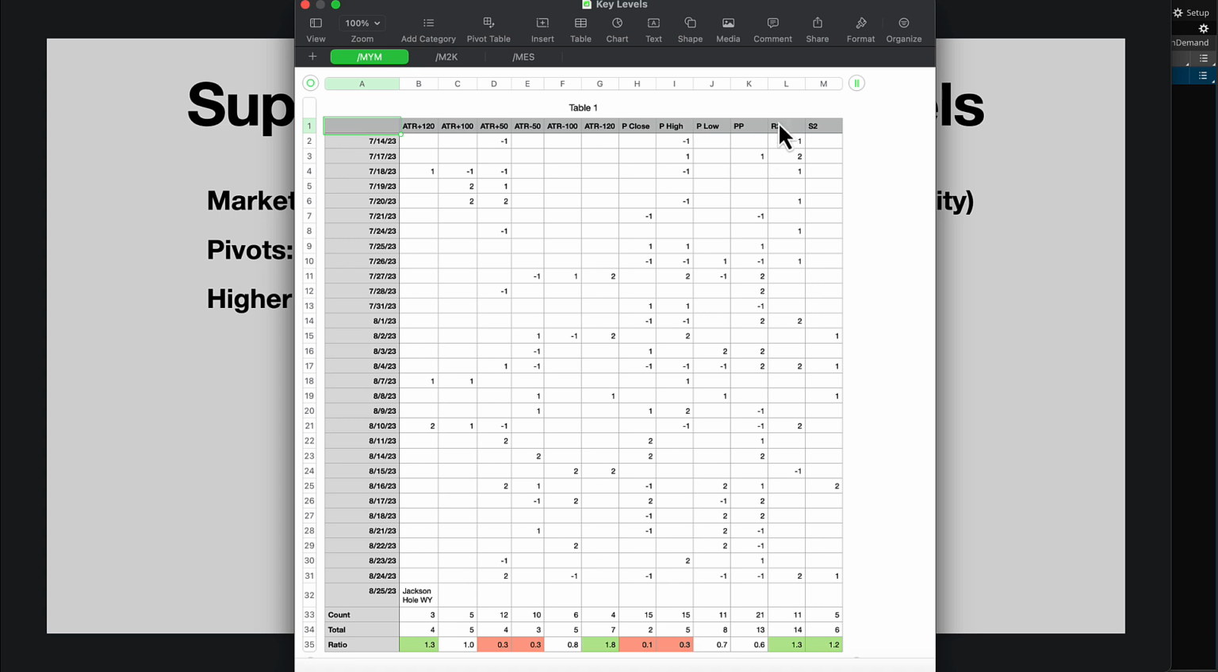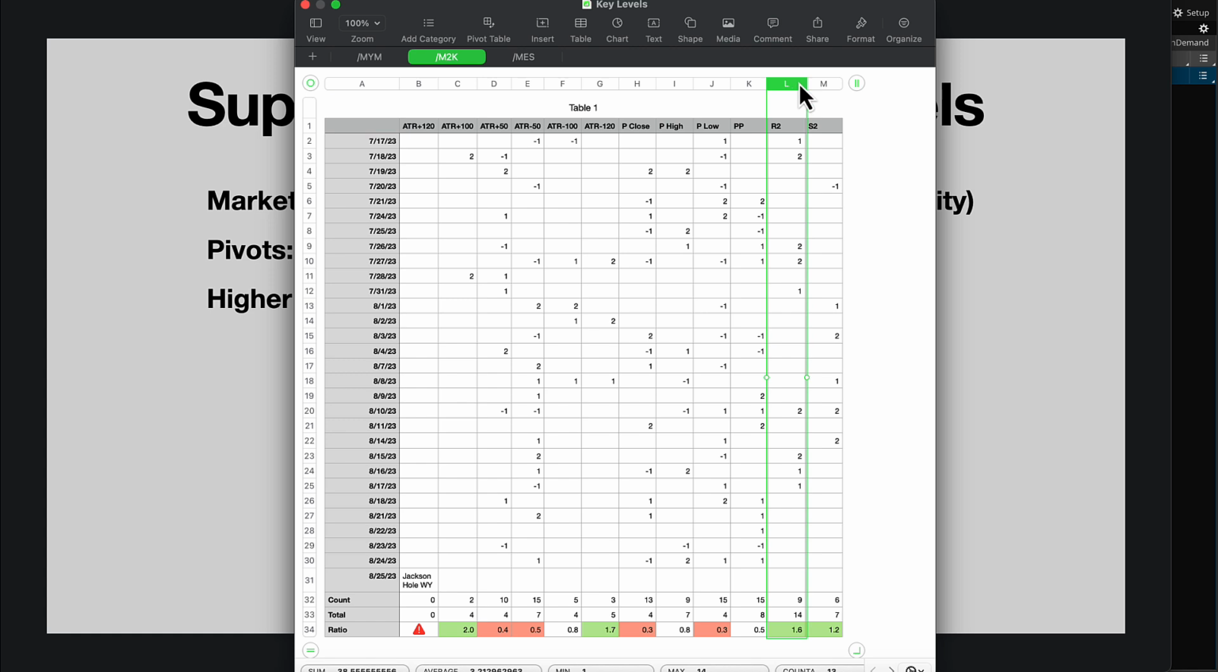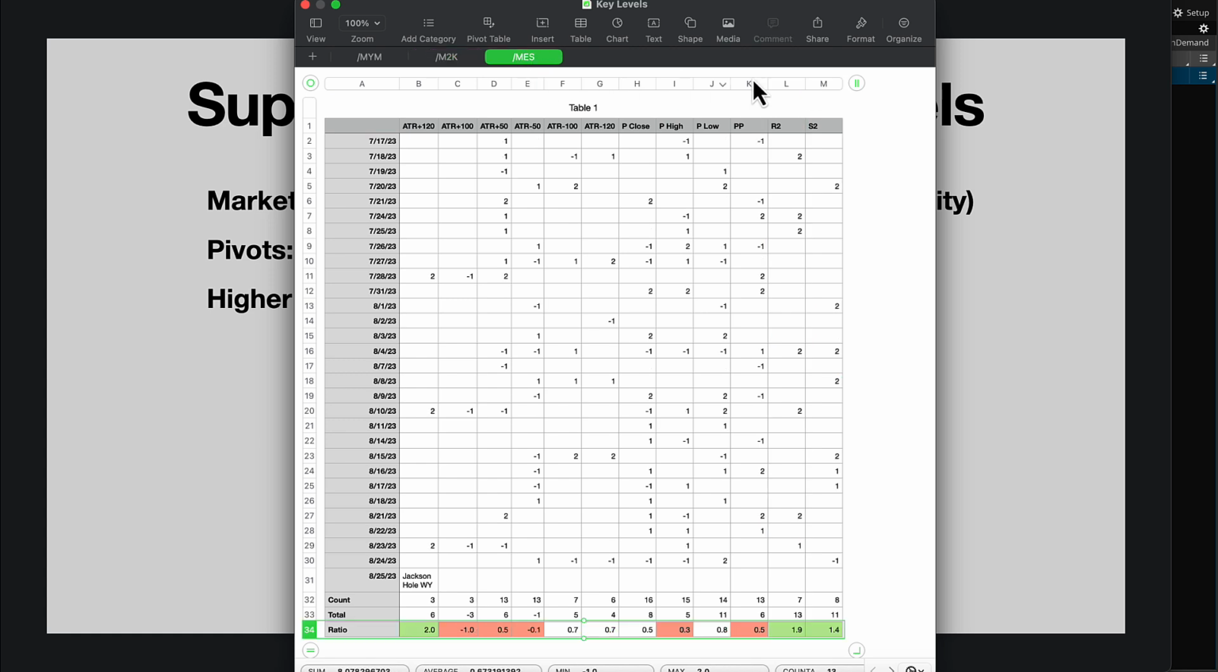And you can see here that R2 and S2 are green on each of these. That's what I really wanted to point out here, is that for each of these, I found that R2 and S2 are very strong. You see all the 2s in these columns here? So those are very, very strong levels. And that's why we're not including R1, S1.